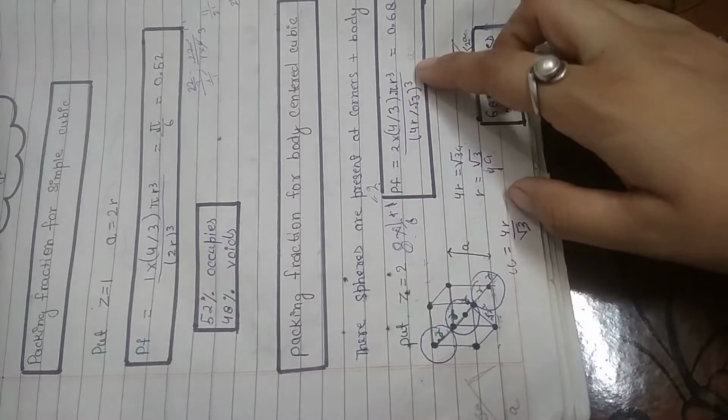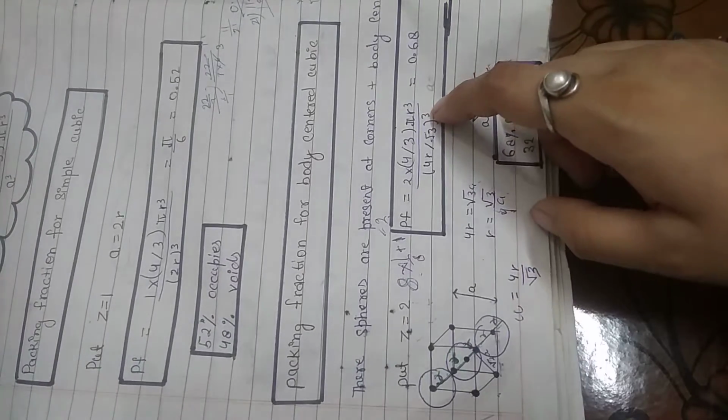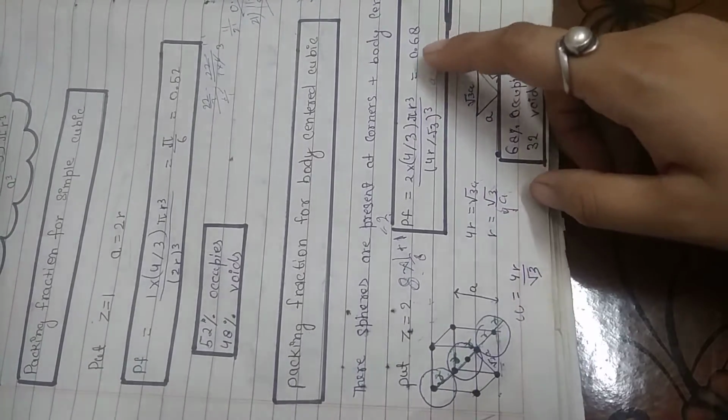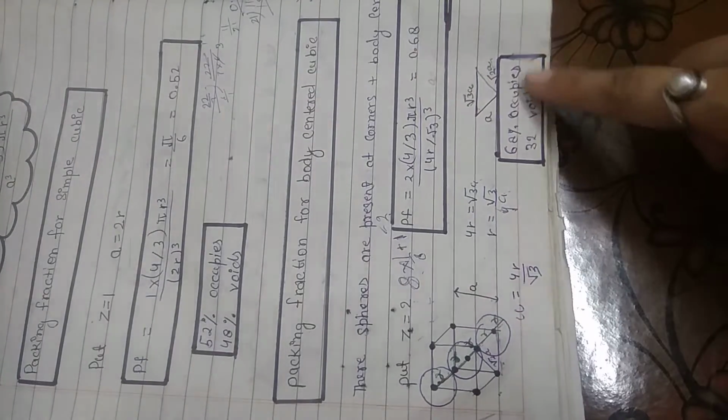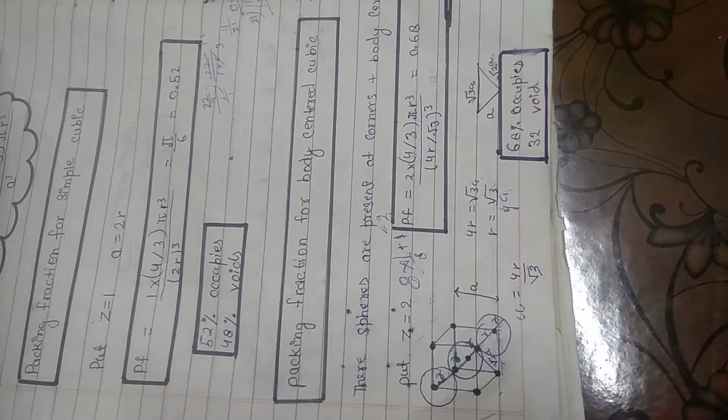It becomes a whole cube, because we know a whole cube. So the result becomes 0.68. That means 68% is occupied and 32% is void.